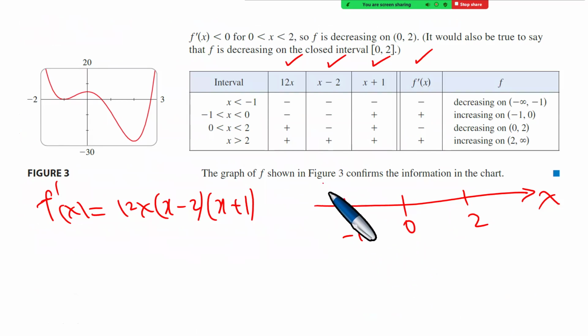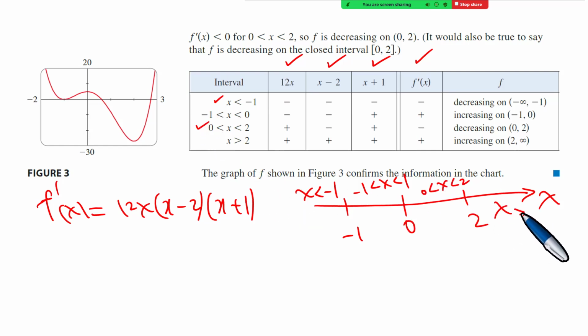So obviously we take this part of the number line where x is less than -1, which is exactly this part. Then we consider another part, between -1 and 0, which is this one. There's another part between 0 and 2, where x is between 0 and 2. And there's another part, x bigger than 2, which is exactly that part.